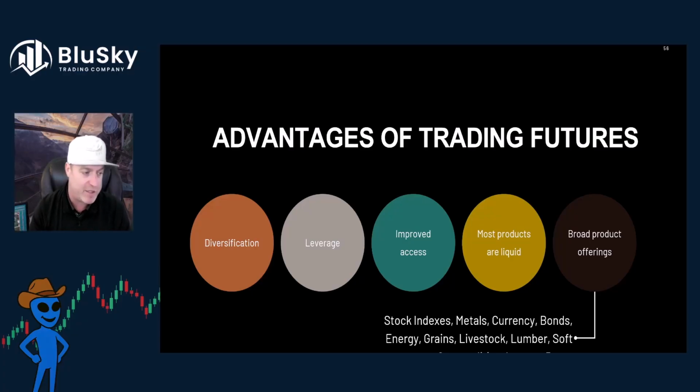Diversification, yes. Leverage, absolutely. Improved access levels, 1,000%, especially with micro contracts, guys. Before micro contracts, this was a hedge fund, institutional Wall Street market.